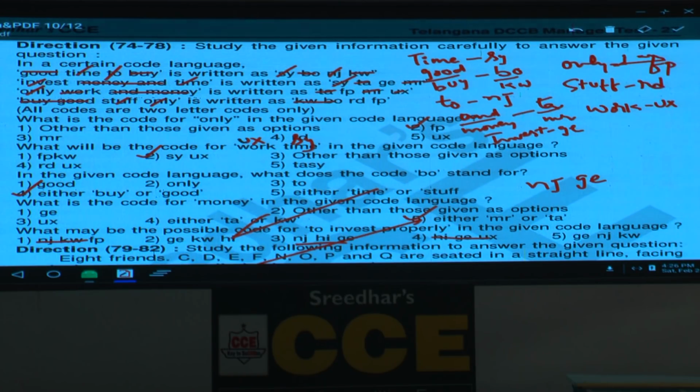Now between these two, choice 3, if you observe here NJ, GE, HI is left over. Tell me whether HI can be the code to the word properly or not. HI is nowhere given in the codes, hence HI is the code to the word properly, isn't it? Hence what is your answer here? Choice 3 is the answer. Now this is about 74 to 78. Then question number 79 onwards.